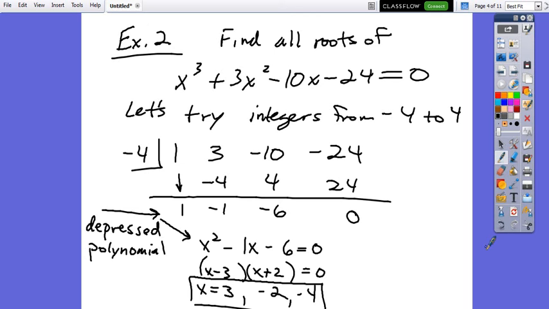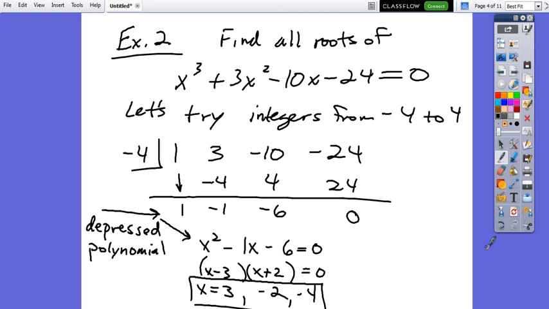Now, I don't know exactly why they call it a depressed polynomial, but think of it like this. If I press down on something, it's compressing it, right? If I want to depressurize, I'm going to let off the pressure. Well, what am I letting off? What am I taking out? I'm taking out one of the factors, one of the roots. And what's left is this polynomial expression. So that's maybe why they call it a depressed polynomial.